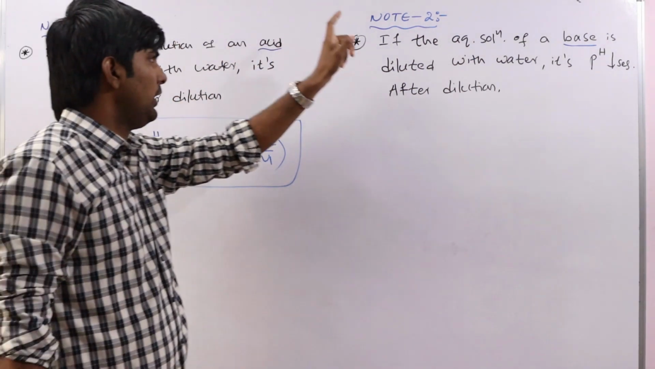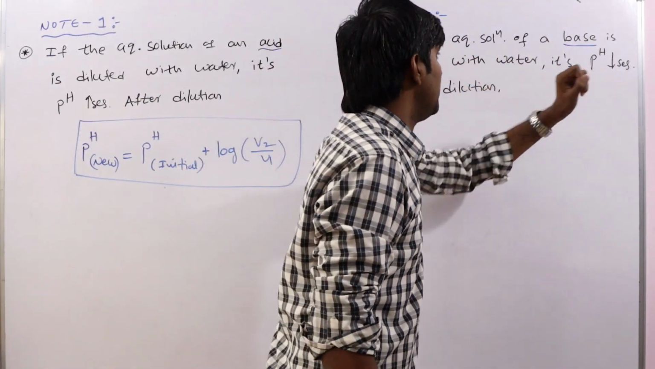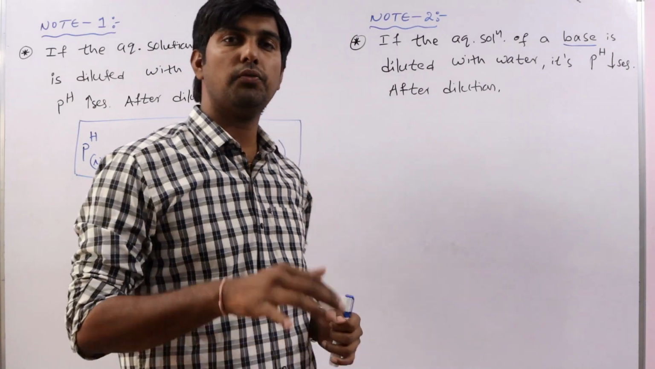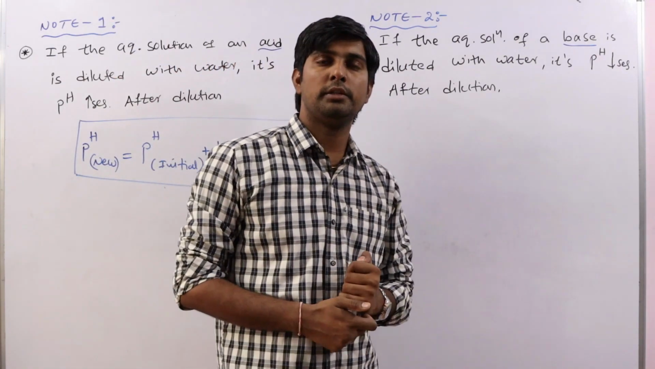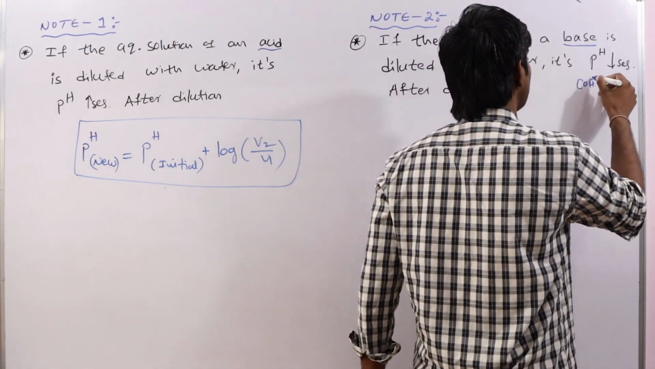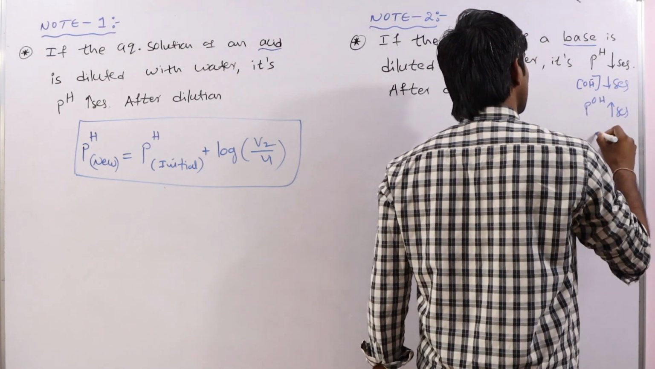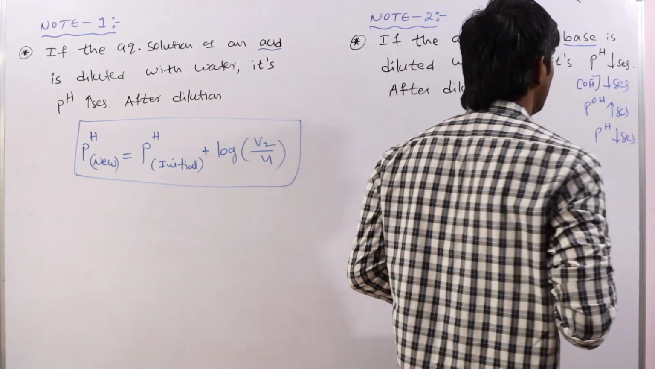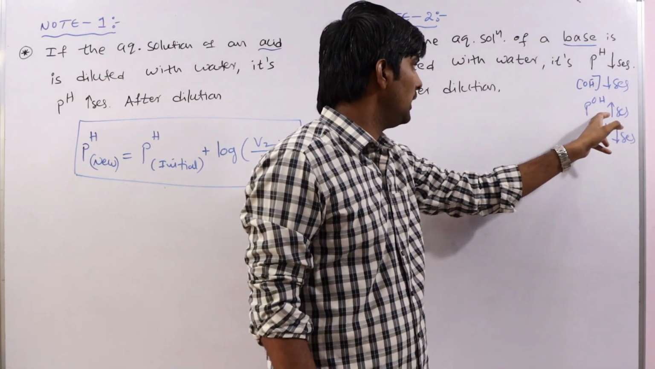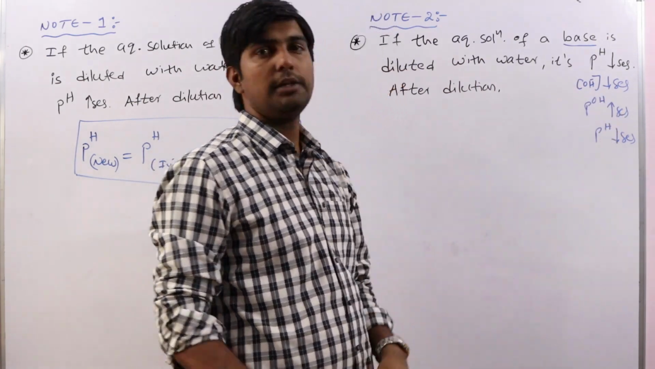Next, if the aqueous solution of a base is diluted with water, its pH decreases. So when a base solution is diluted with water, what happens? OH minus ion concentration decreases, pOH increases. After dilution, OH minus ion concentration decreases, which means pOH increases, so pH decreases.